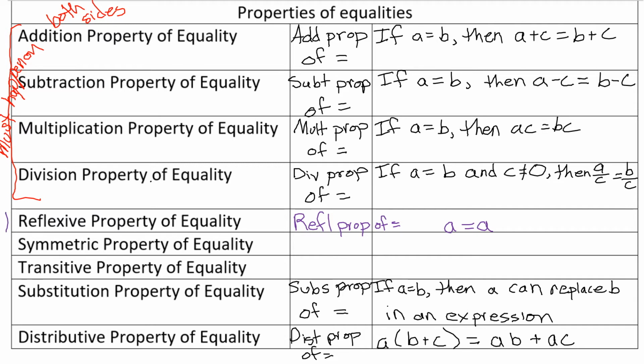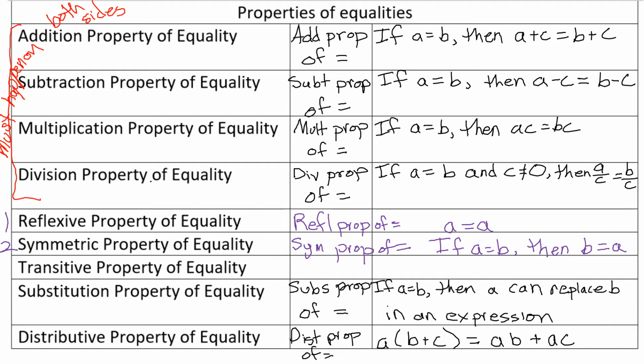Then we have the symmetric property, shorthand SYM, property of equality. Again, make sure you have that equal sign. Then it's if A equals B, then B equals A. So if A equals B, then B equals A. Notice that there are two equal signs on that. Notice that A and B are just flipped in position. They are not the exact same thing.